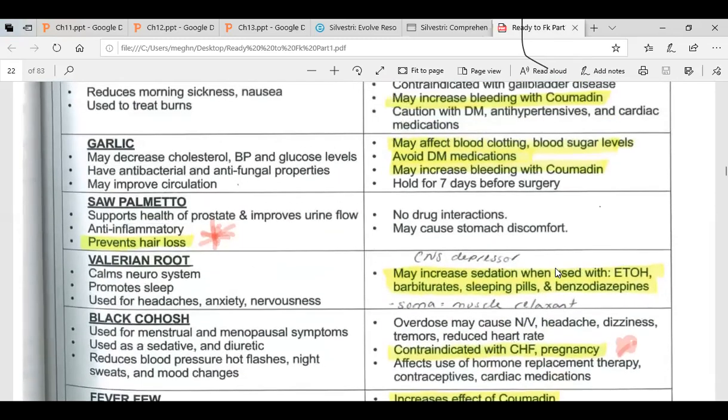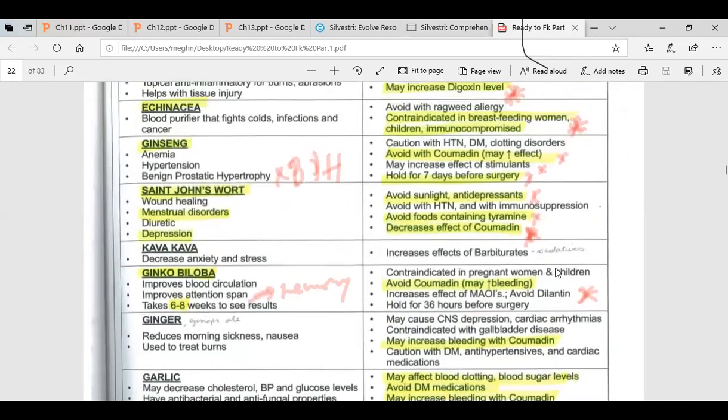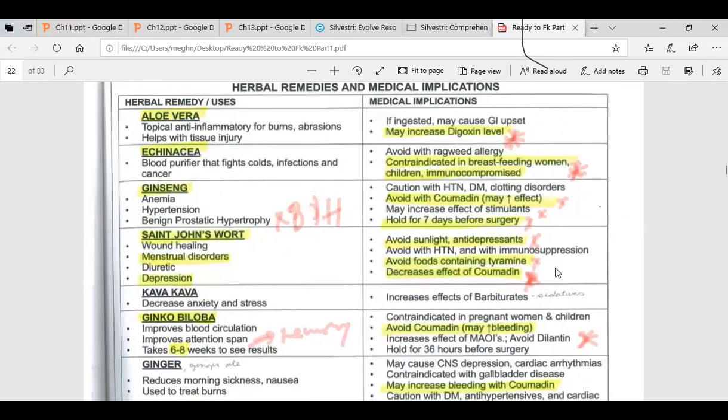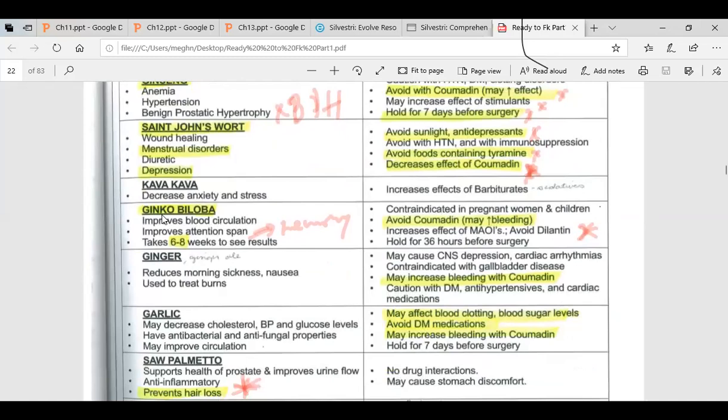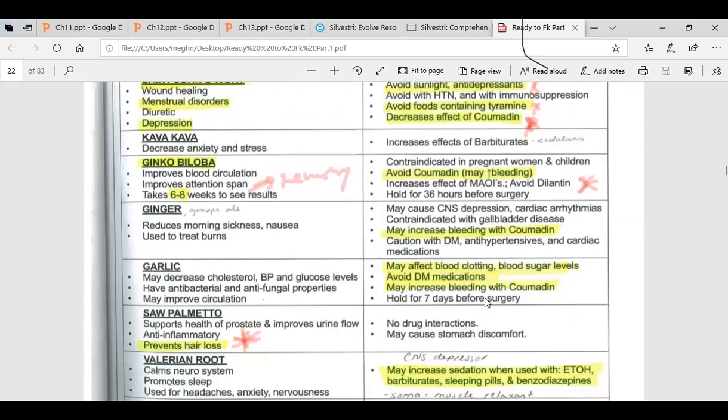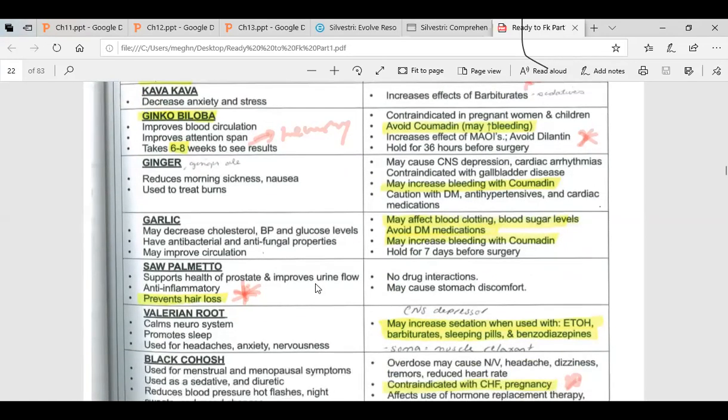So basically, if you ask me what you actually need to know for the board exam, if I said only one or two, we have to know each area. We have to know St. John's wort, used for depression, and St. John's wort is not good to take with blood thinner. Then ginkgo biloba, avoid with Coumadin. Then ginger increases the bleeding, not good for Coumadin. But garlic reduces cholesterol, blood pressure, and blood glucose level. Avoid in patients who have diabetes.